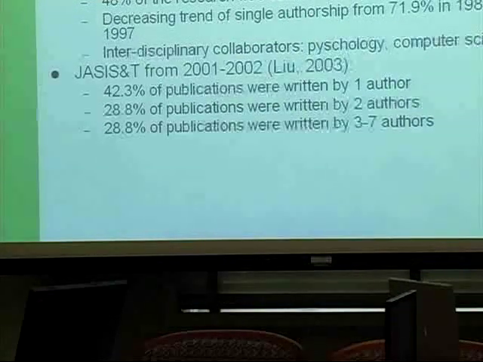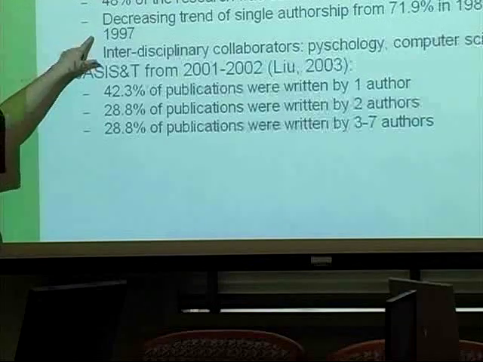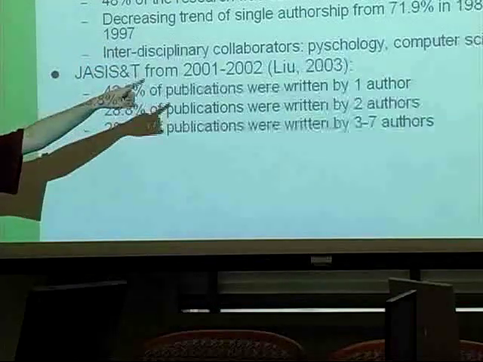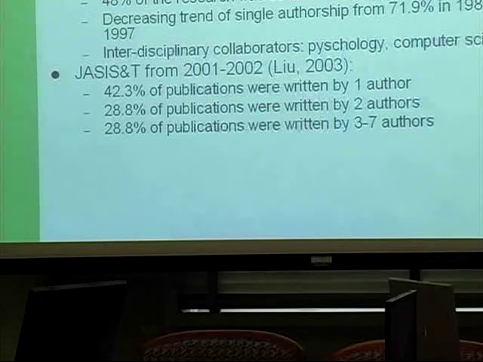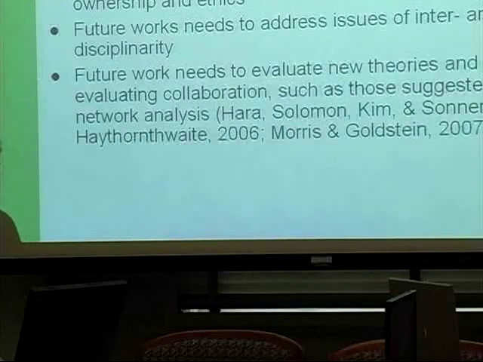So we're kind of maxing out there, and that may be because of the size of our discipline and the amount of funding we have on each project; funding more than 7 people on a project is just unreasonable for us. But as you can see, a huge point is this decreasing trend of single authorship. Just between 1987 and 1997, it went from 71.9% to 36.9%. So that shows a huge change in the model of publications that we had in library and information science.